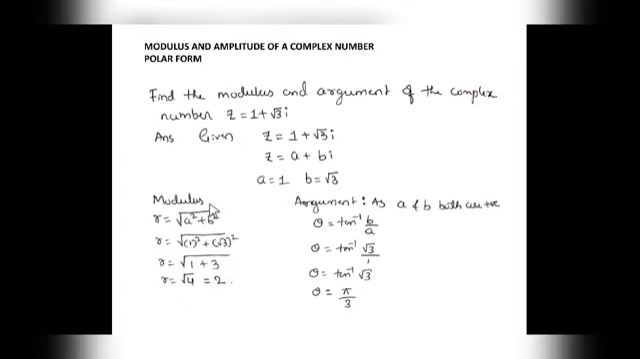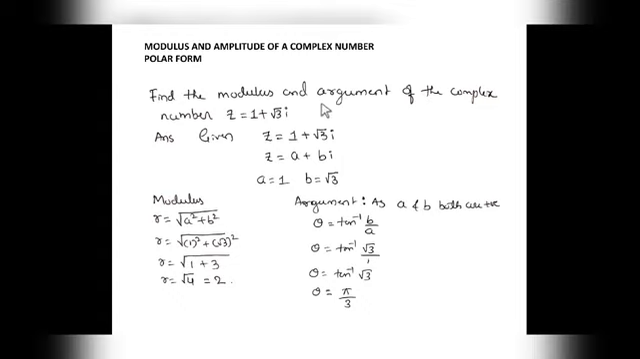Now modulus, as we know this formula, r is equal to square root of a square plus b square. This will be the modulus, mod of z. r is equal to square root of a square, 1 square, plus b square, root 3 square. 1 square is 1, root 3 square is 3. 1 plus 3 is 4. Square root of 4 is 2. 2 is the modulus of this complex number.